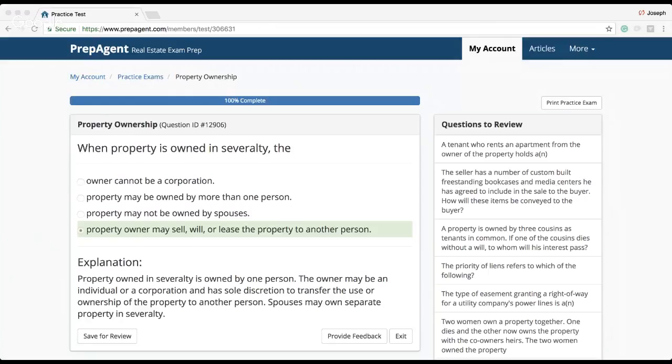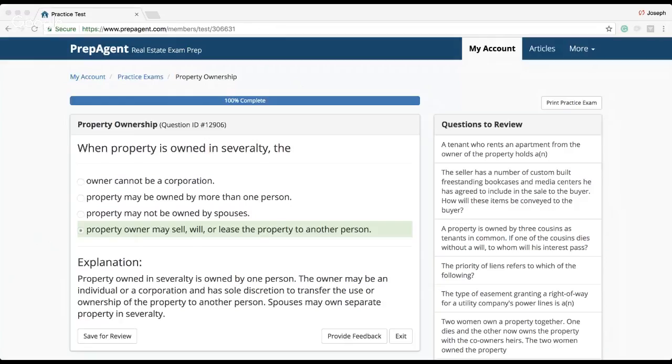Tenancy in common only has one of those unities. So a joint tenancy has four unities: time, title, interest, and possession. Tenancy in common only has one unity. What unity does tenancy in common have? Good. Possession. Wow, you guys are on it today. Nice job.